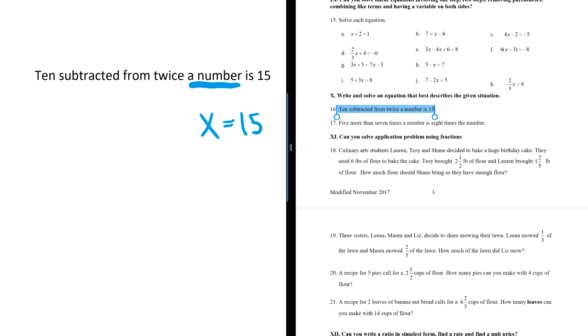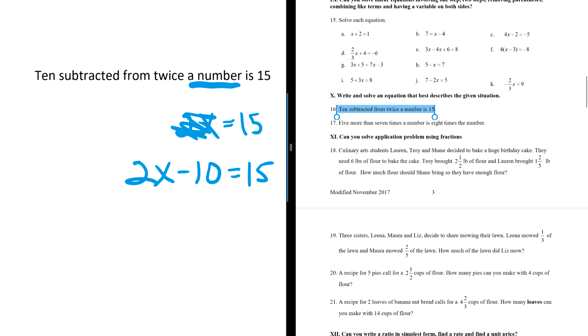But 10 subtracted from twice a number. So we got twice a number, and I got a number first, x. Twice a number is 2x. But then the beginning part is saying 10 subtracted from twice a number, so I've got to move that over. I'm going to scratch that off, and I'm going to say this is 2x minus 10. This is 10 subtracted from twice a number is 15.